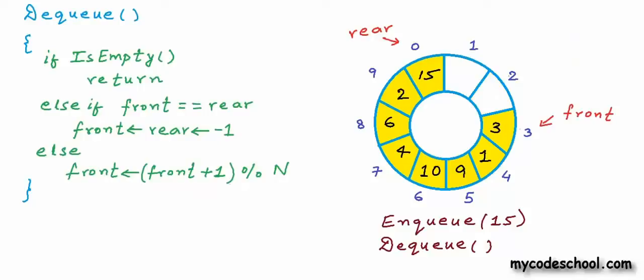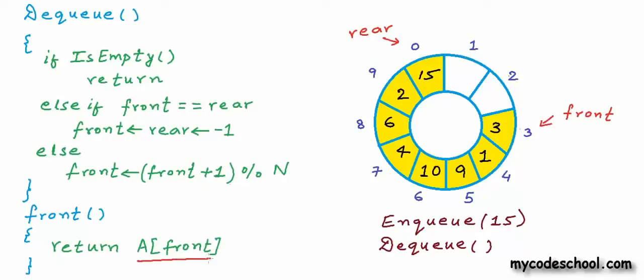This much is the core of our implementation. The Front operation will be really straightforward. We simply need to return the element at the front index. Here also we first need to check whether Q is empty or not. We should return the front element only when front is not equal to minus 1.